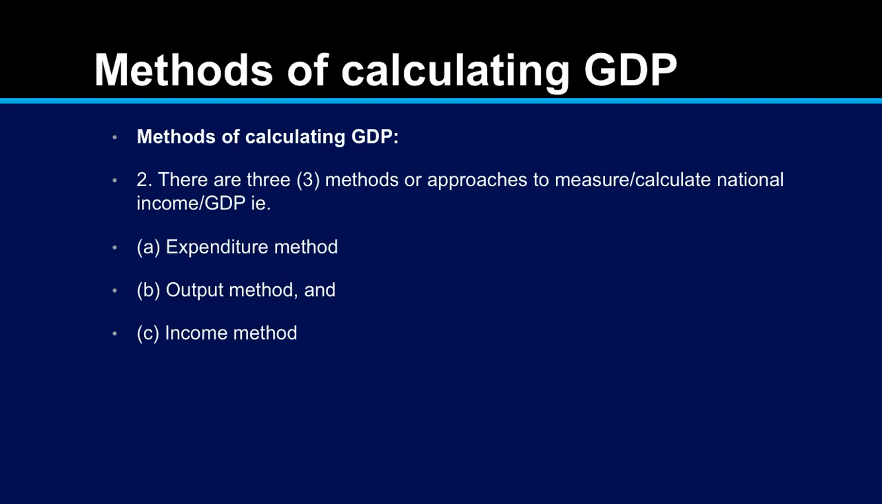The second one is the output method, by adding up all the output of the three sectors, which are the primary sector, secondary sector, and the tertiary sector. Finally, the income method is the sum of all rewards from the economic resources. We have four different types of economic resources: land, labor, capital, and enterprise. The reward for land is rental.